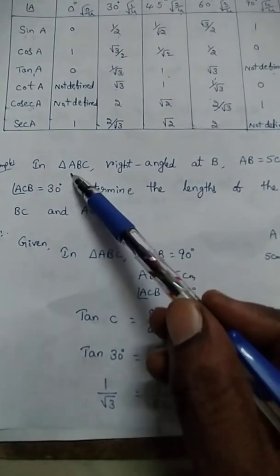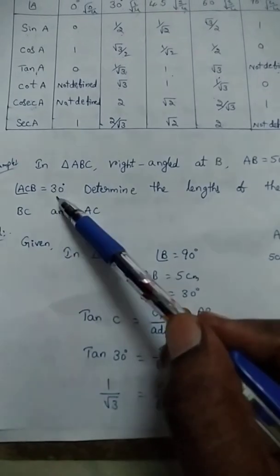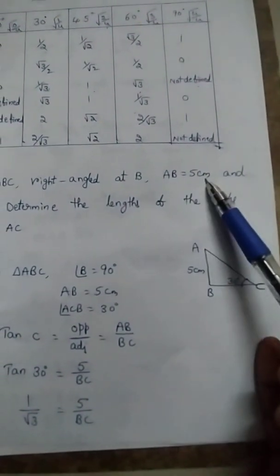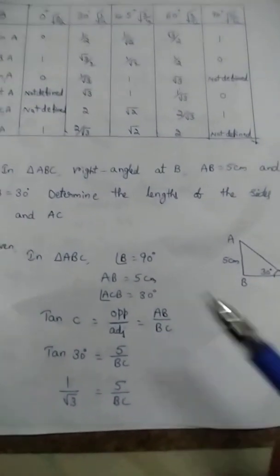The two acute angles are angle A and angle C. Thus they give only the angle C value, that is 30 degrees. And one more side is also mentioned in the problem, that is AB is equal to 5 centimeters. Then you can find the remaining two sides of that right angle triangle.